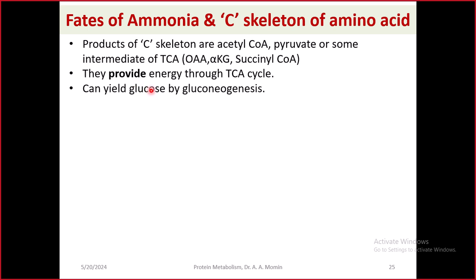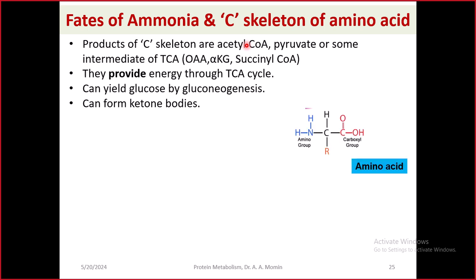It can yield glucose by gluconeogenesis, as I told you, from pyruvate and oxaloacetate. These are the non-carbohydrate precursors for the synthesis of glucose via gluconeogenesis. So it can yield glucose. It can form ketone bodies depending on the condition. The acetyl-CoA is synthesized first from the carbon skeleton, and this acetyl-CoA may be converted to ketone bodies.